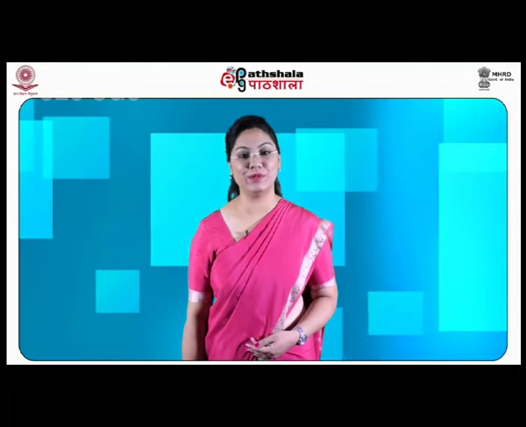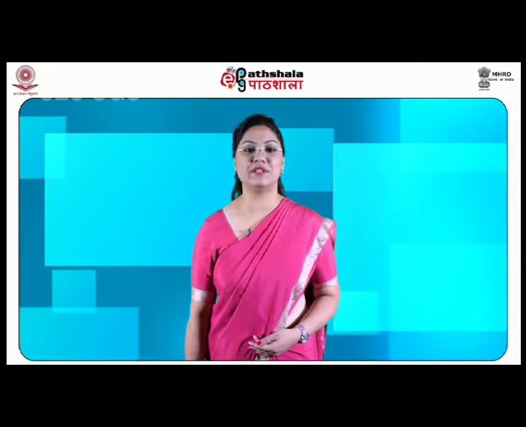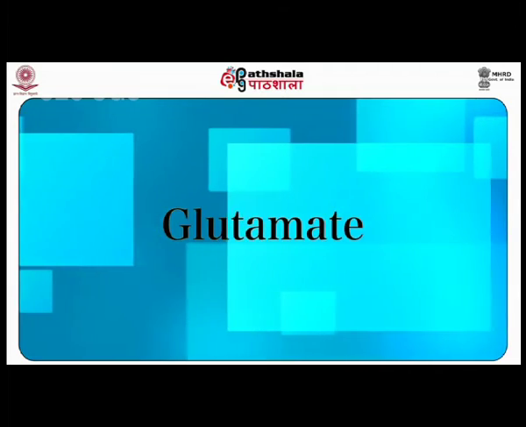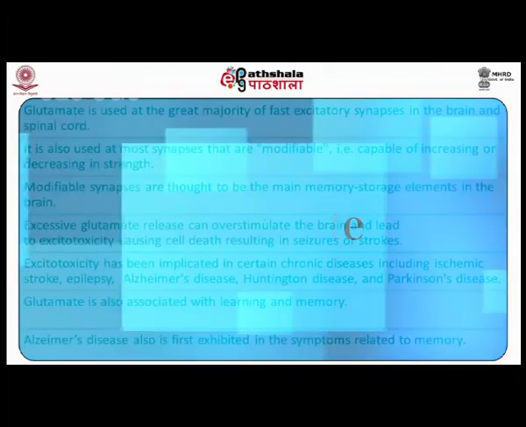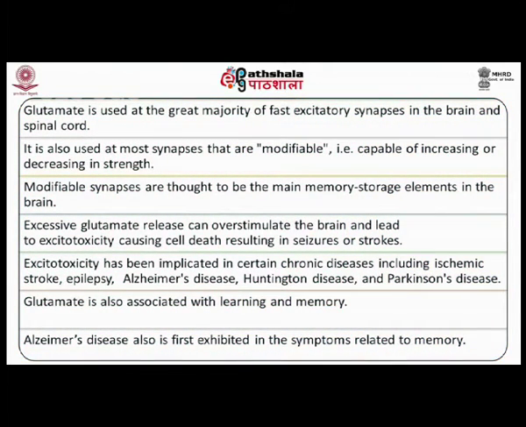Here are a few examples of important neurotransmitter actions. Glutamate. Glutamate is used at the great majority of fast excitatory synapses in the brain and spinal cord. It is also used at most synapses that are modifiable, that is, capable of increasing or decreasing in strength. Modifiable synapses are thought to be the main memory storage elements in the brain.